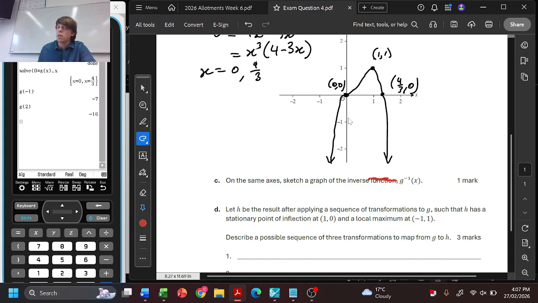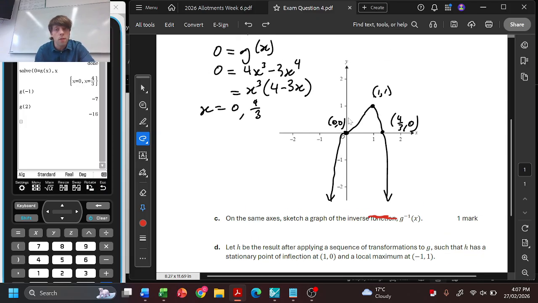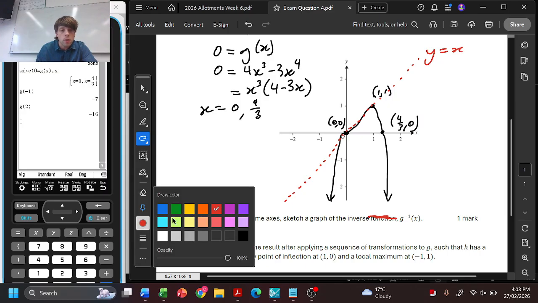Of course, the inverse will not be a function because the inverse is only a function if the thing that you're starting with is one-to-one. This is, in fact, a many-to-one. It fails the horizontal line test, so its inverse will not be a function. But let's just sketch a graph of the inverse. To sketch a graph of the inverse, you first want to put in a line like this along the line y equals x, okay? And then we're going to go about reflecting everything in that line y equals x.